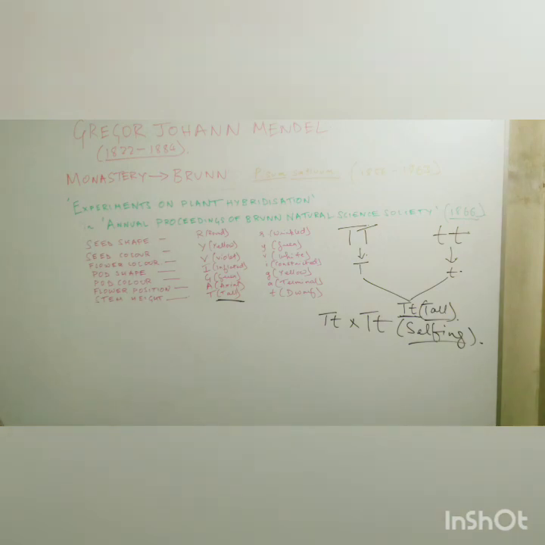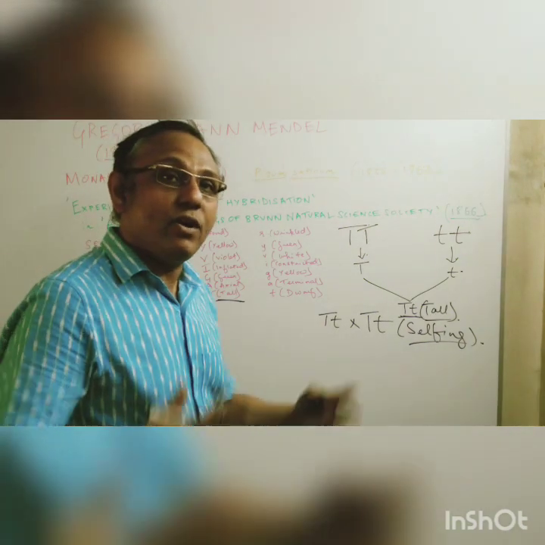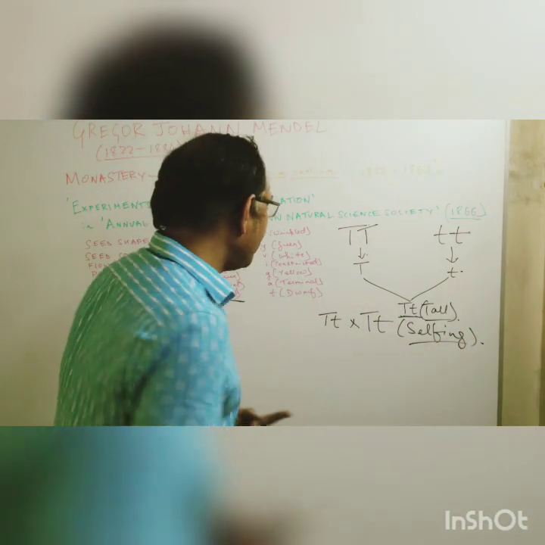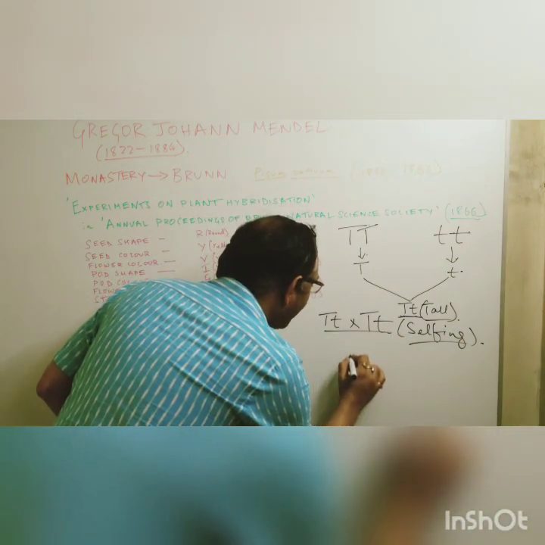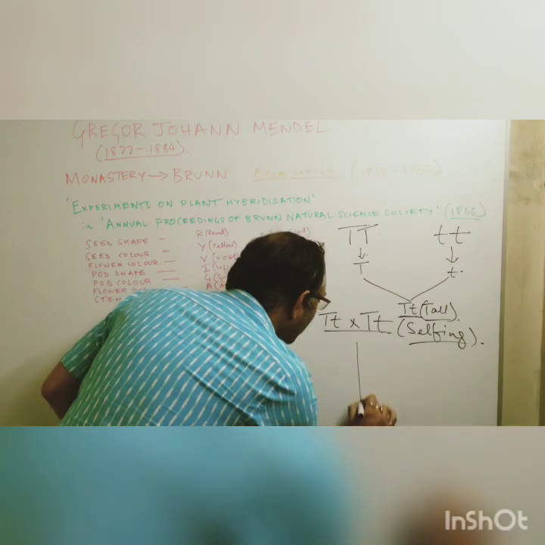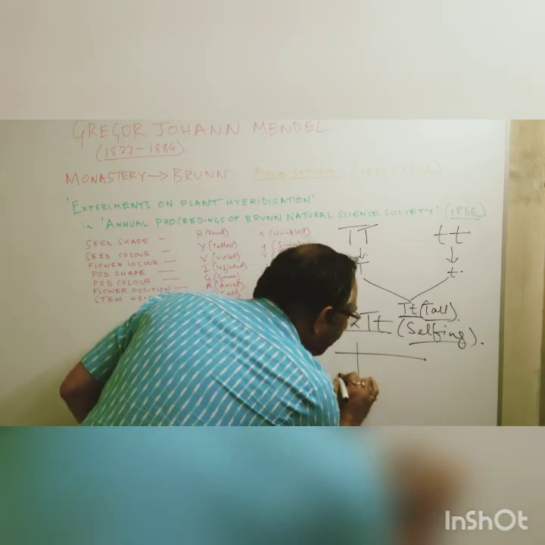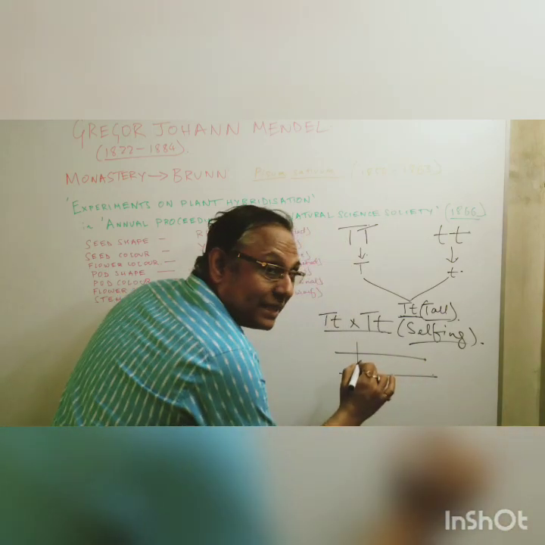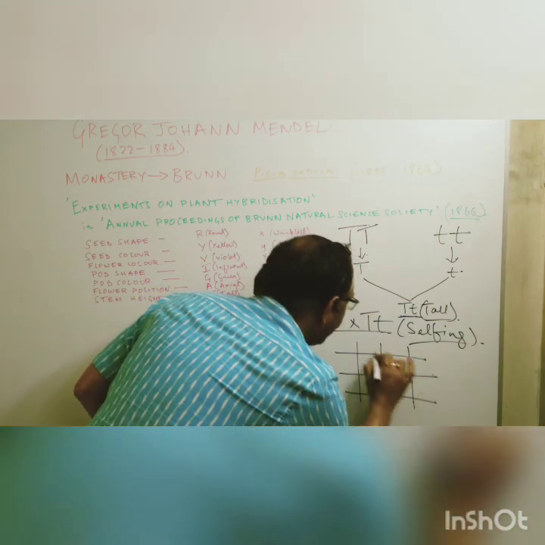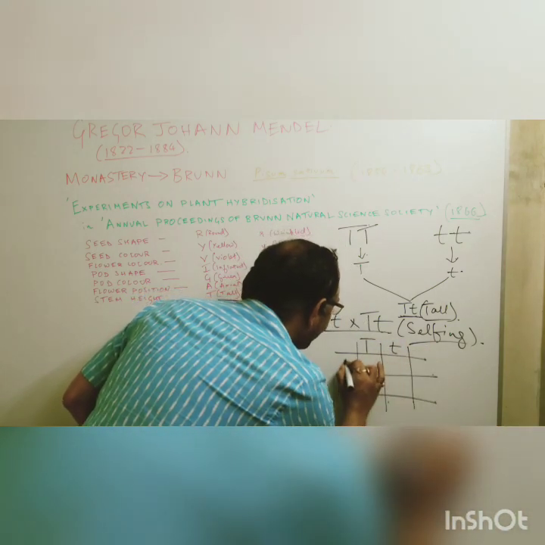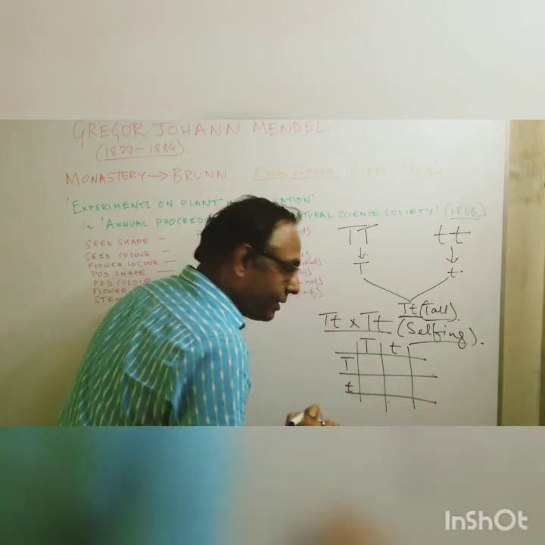By selfing, he got something very interesting. He got back the dwarf plant. So he got back the dwarf plant by doing a simple cross, which we call the Punnett square. Alright, this is known as a Punnett square. So I take the capital T, I take the small t, I take the capital T, I take the small t, right?